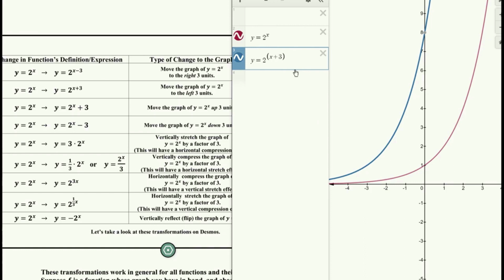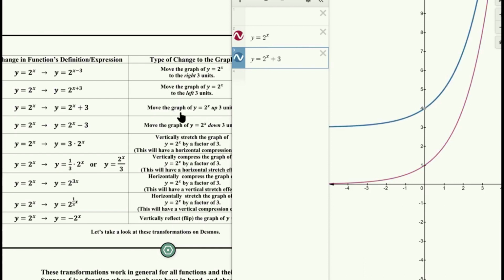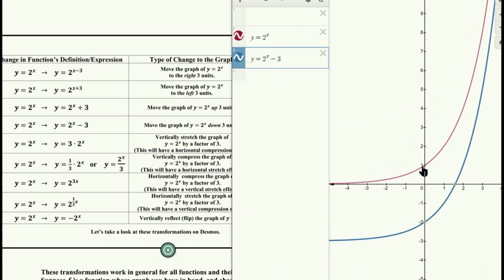Now, if we actually change the function and bring the change here at the output level, so just add 3 to the 2 to the x itself, notice it's just going to move it up 3 units. And if we of course change that plus to a minus, that'll move the graph down 3 units.